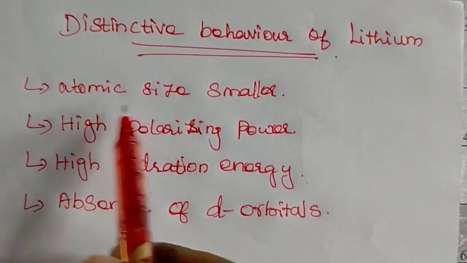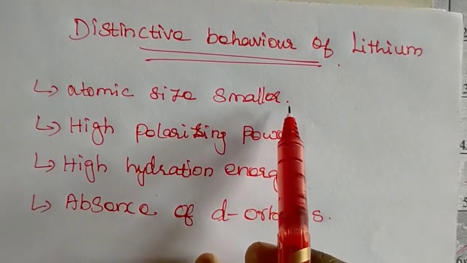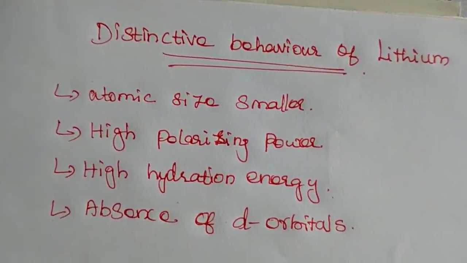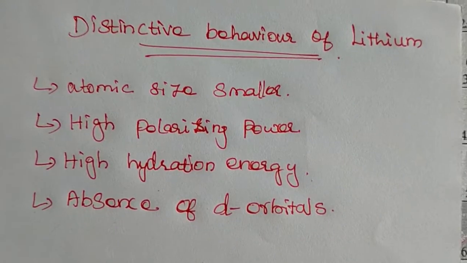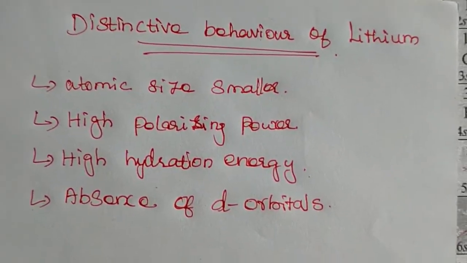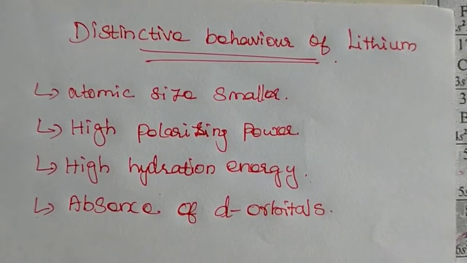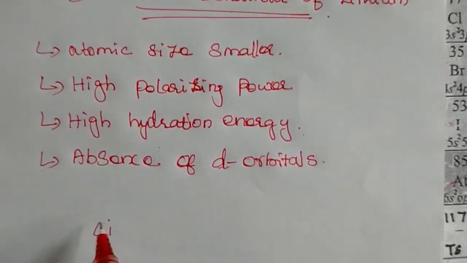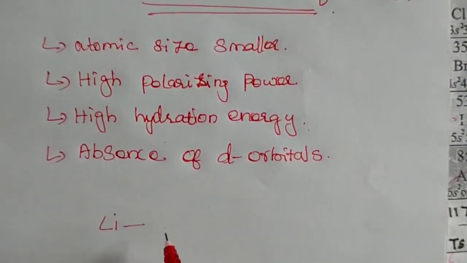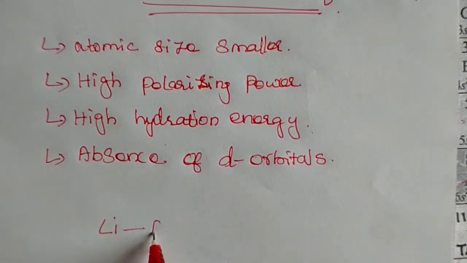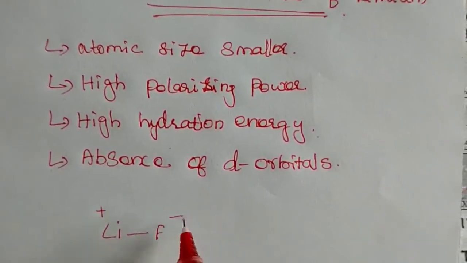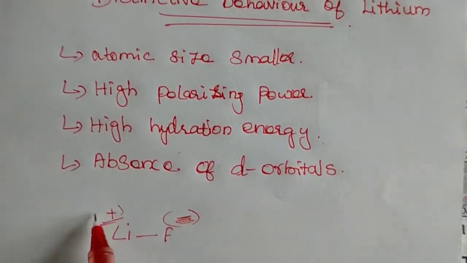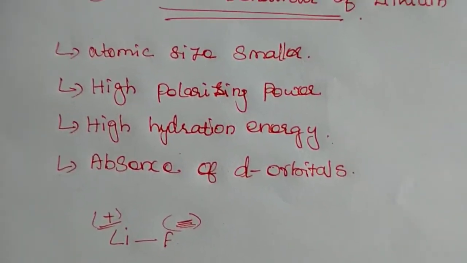So we have four characters of the distinctive behavior of lithium. What are they? Smaller atomic size, we know that because it is placed at the top of the modern periodic table next to hydrogen. The next one, high polarizing power. That means if it is combined with other compounds, it will show high polarization.